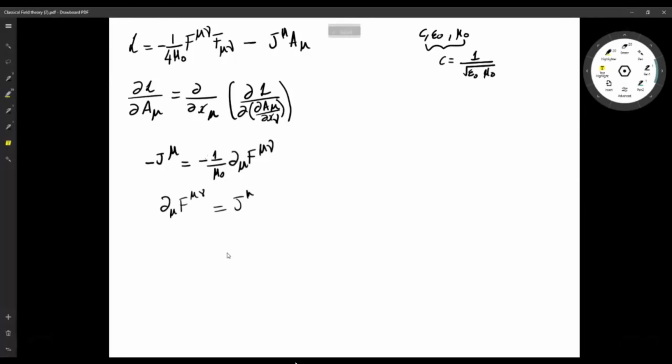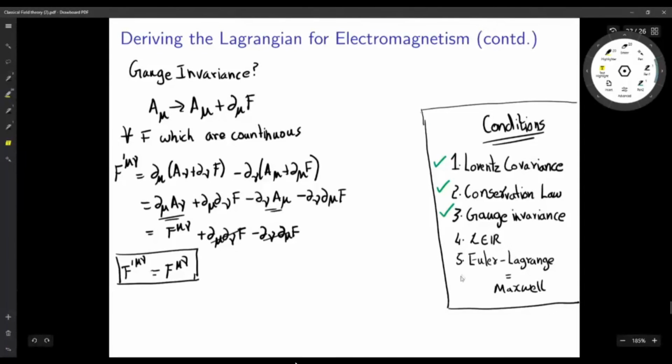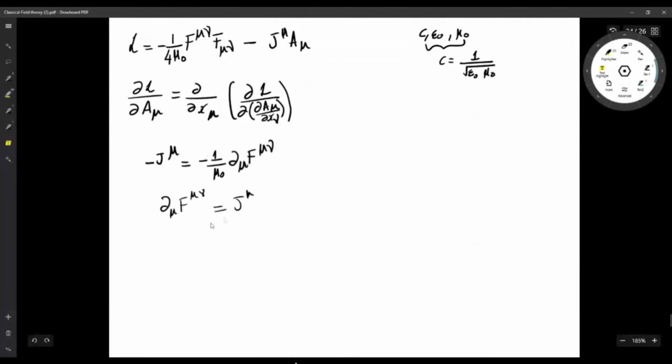So yes, this does contain all of our Maxwell equations. It really does. It's quite surprising that all we did was obey the 5 laws, and we got these principles, and we did this. And I'm saying to you guys right now that this contains the Maxwell equations. Well, let me show you an example.